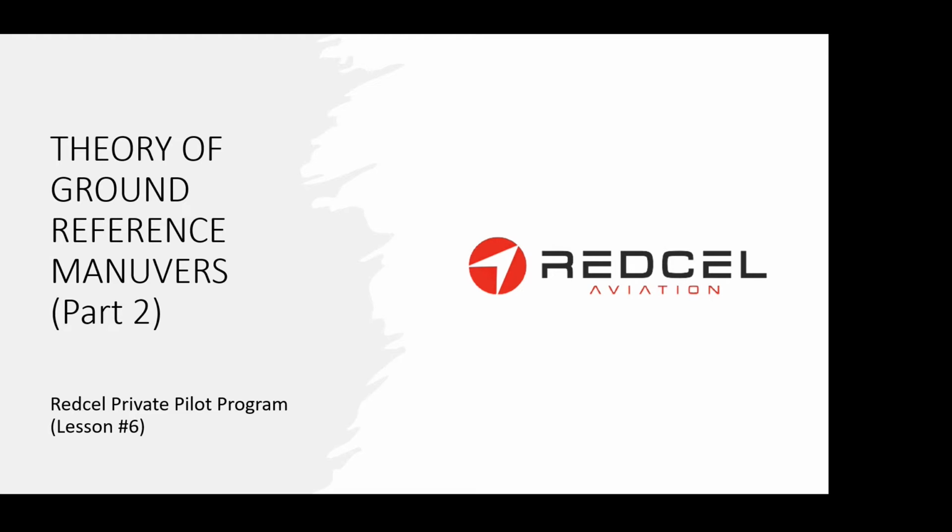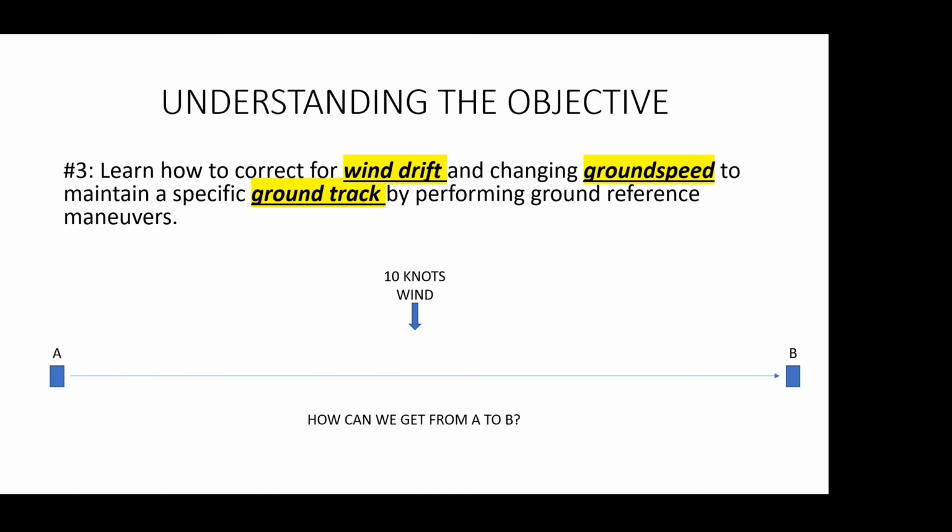So, what we want to talk about first here is, again, we're going to go back to the objective. This is objective number 3 for this lesson. Learn how to correct for wind drift and changing ground speed to maintain a specific ground track by performing ground reference maneuvers. So in our last discussion, in the last video, we learned what all those key terms mean. We talked about this illustration here on the bottom of the screen. How do we get from A to B in a straight line even though there's a wind?